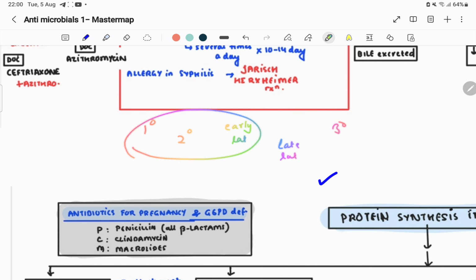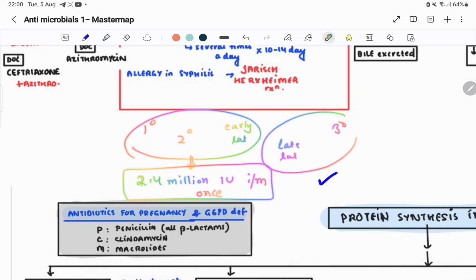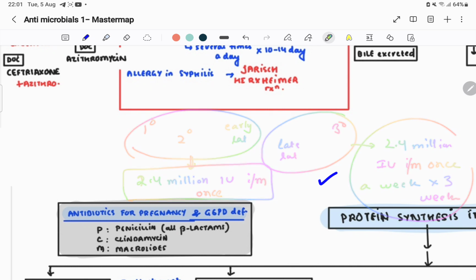So in primary, secondary and early latent, we give 2.4 million IU IM once, single dose. But in late latent and tertiary syphilis, we give 2.4 million international unit IM once a week for 3 weeks, right? So you have to remember the dose for this.